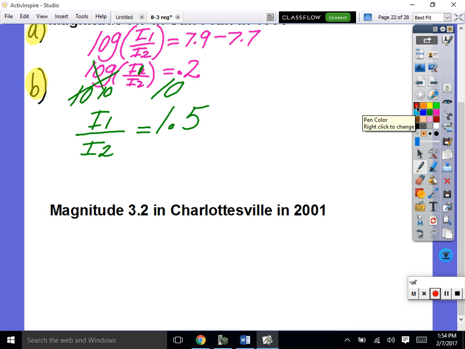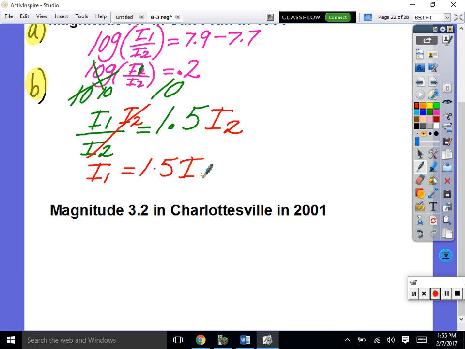Wouldn't we multiply both sides by intensity 2 to get I1 alone? Okay, let's multiply both sides by I2. Now let's see what this reads, because look, those divide out. So we have intensity 1 equals 1.5 times that of intensity 2. So how much more intense was the first earthquake than the second? 1.5 times. Does that make sense? A lot more than what you'd think. And that's because of the base 10.